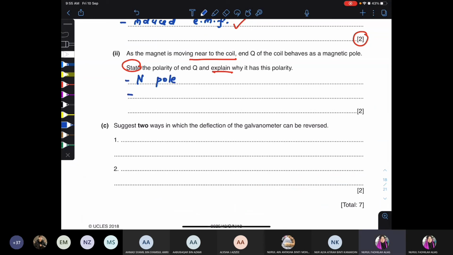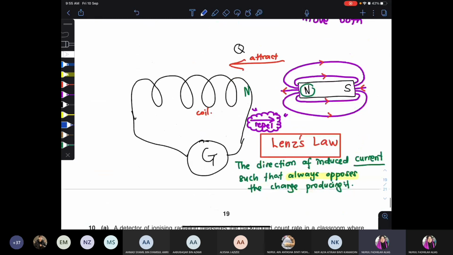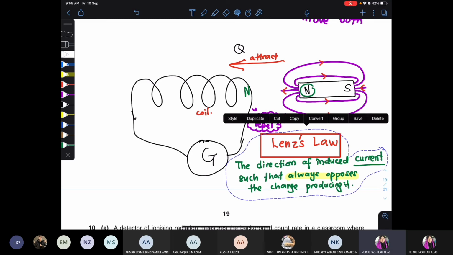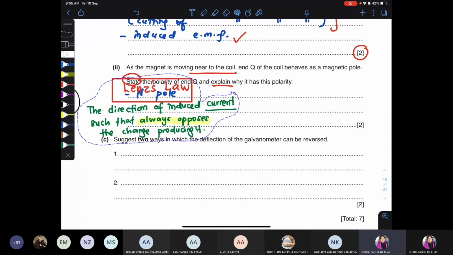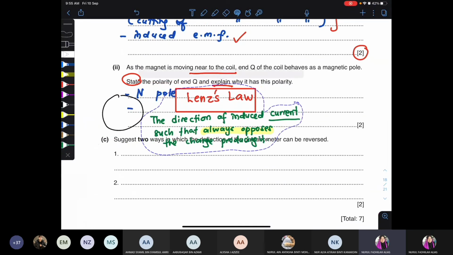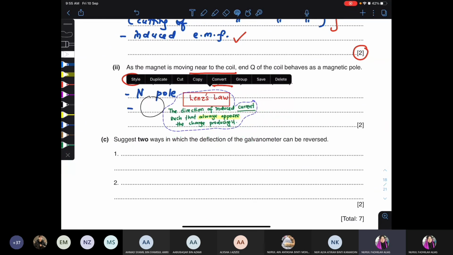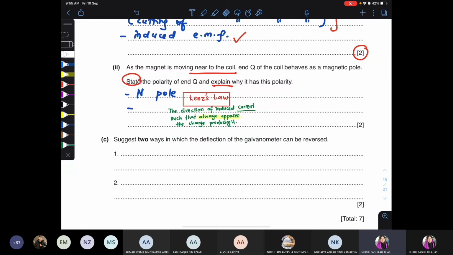Sekarang you explain kenapa. Nak cakap pasal Lenz's law pun boleh. Awak tulis je apa dia Lenz's law ni, copy, letak sini. Tapi kalau awak faham dan awak boleh buat statement tu. Tapi kalau awak tak tahu statement ni, mungkin awak tak dapat jawab. Jadi simple je, kalau awak faham apa yang saya cakap maksud Lenz's law tadi, awak tulis dalam perkataan sendiri.